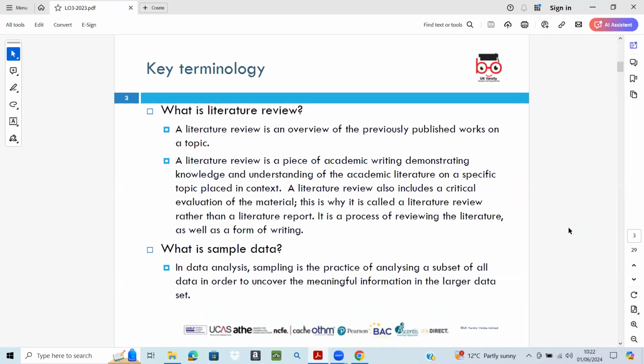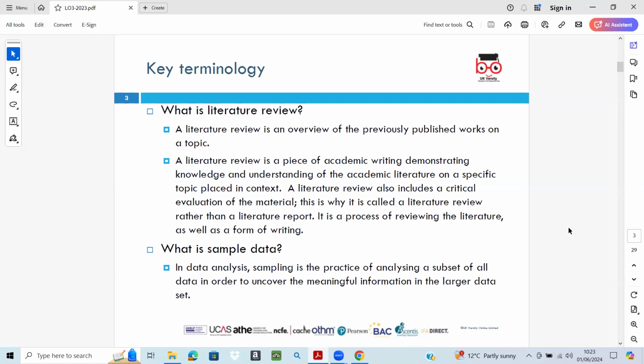Okay, so the next slide is you have to discuss the key terminologies. So first we have literature review. A definition of literature review is an overview of previously published work on a specific topic, and it serves two main purposes: demonstrating knowledge and understanding of existing academic literature, and critically evaluating this literature to identify gaps, strengths, and weaknesses.